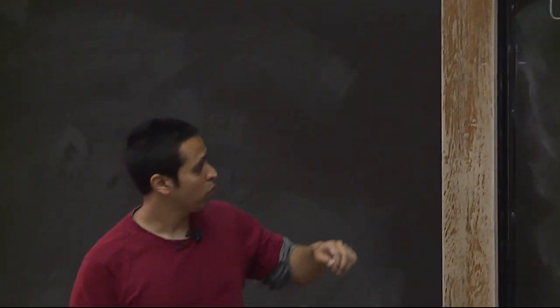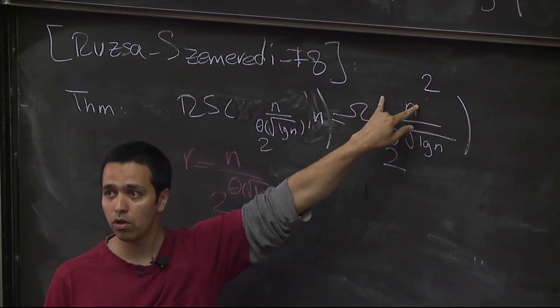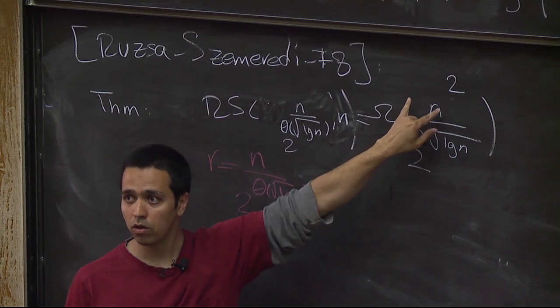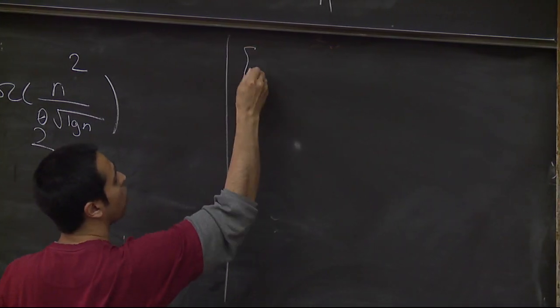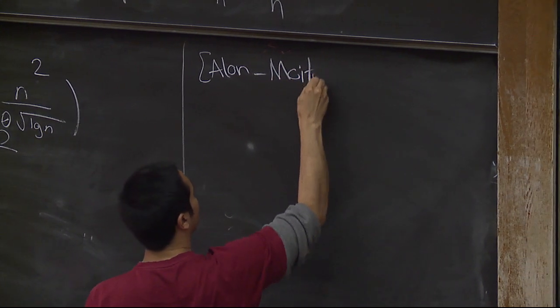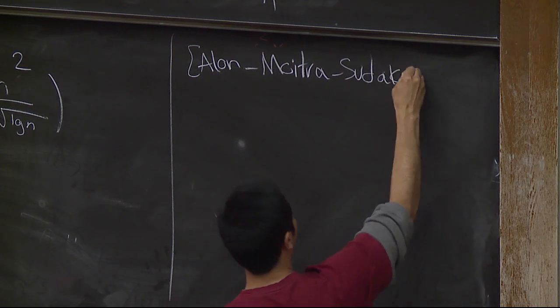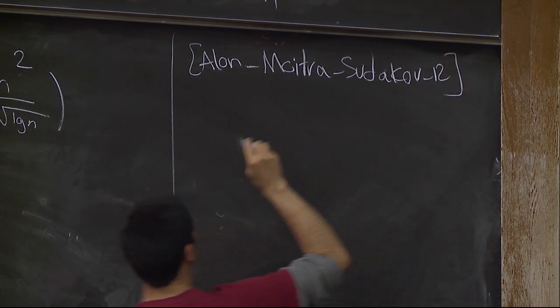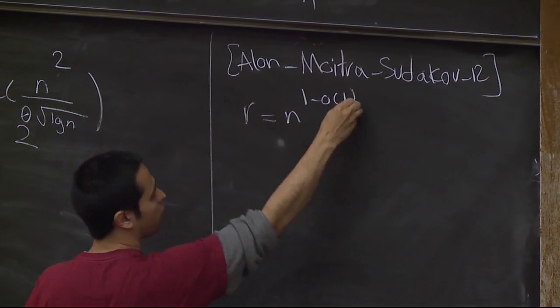Yes, exactly. So this is a large number of edges, but not a positive density. Okay? So let me actually mention that, so let's just do it now. So Alon, Moitra, and Sudakov from '12 have R equal to n to the 1 minus o(1).